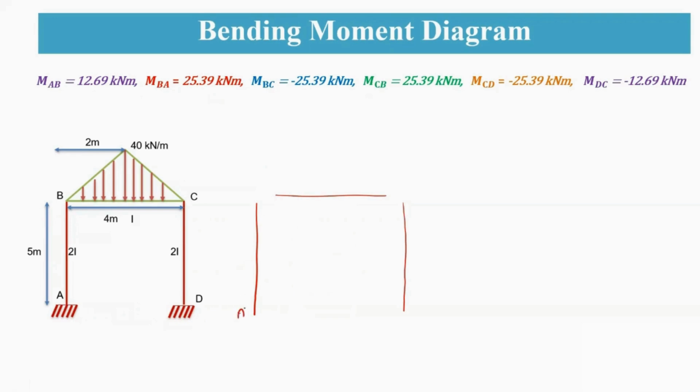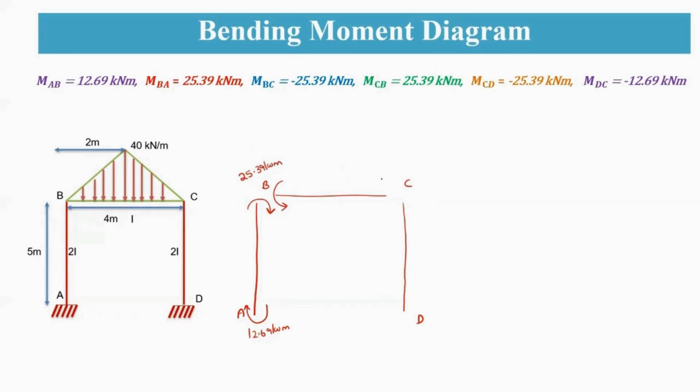So this is your A, B, C, and D. For AB, you are having a plus value. That means it is a clockwise rotation of 12.69 kilonewton meter. And this is also a positive value, which is clockwise direction, MBA also. MBC is negative, so that means it is in anti-clockwise direction, which is of 25.39 kilonewton meter.